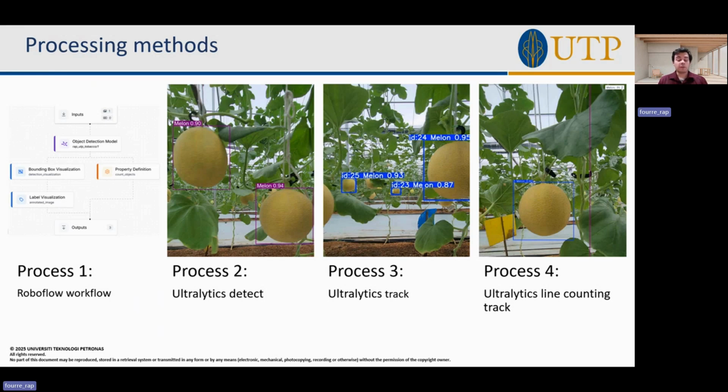For this, we have the last process, number 4. It uses the Ultralytics solution with line counting tracking. This method is better for duplication. We have almost zero duplication, but we have a few downsides, like being less occlusion proof. If a melon is obscured by a leaf when it crosses the line, it will not be counted.